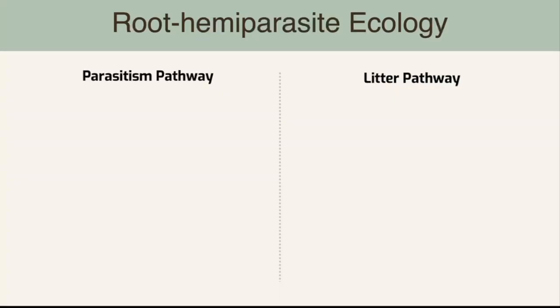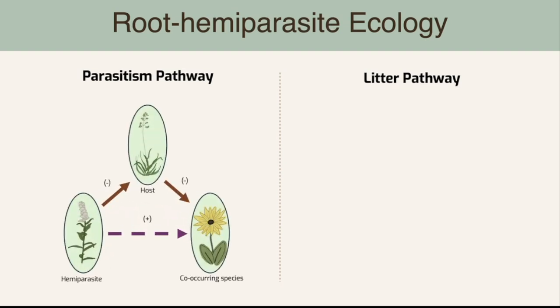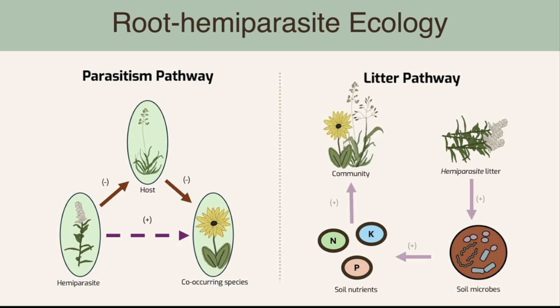Interestingly, several studies on this group have suggested that root hemiparasites might influence the community twofold. First, via the direct effect of parasitism on host plants, which we call the parasitism pathway, and second, via the litter pathway, where an increase in plant available nutrients is caused by the input of nutrient-rich litter from the parasite's tissue following the end of the growing season.